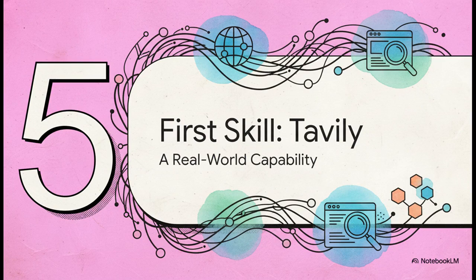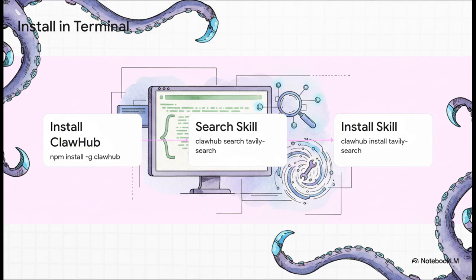Okay, enough theory. Let's get our hands dirty. A fresh OpenClaw installation can't actually search the internet. We're going to fix that right now by installing a real skill, the Tavili web search. And it really is as simple as these 3 steps in your command line. First, if you don't have it, you install the ClawHub tool itself. Second, you can run a quick search just to make sure you've got the name right. And third, you just tell it ClawHub install Tavili search.